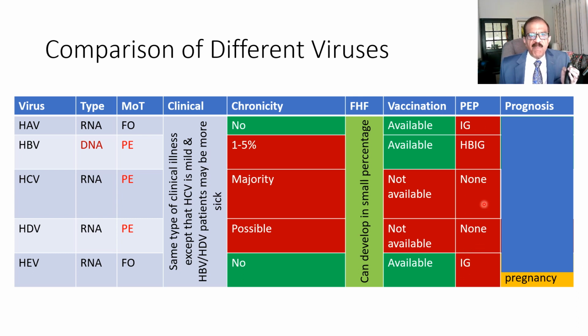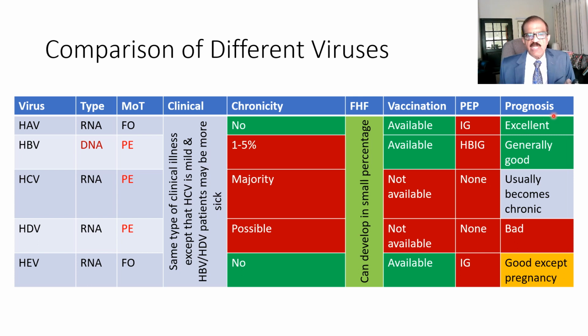Similarly here, but for hepatitis B, we have specific hepatitis B immunoglobulin. For C and D, we do not have any such immunoglobulin. So particularly in hepatitis C, we do not have any post-exposure prophylaxis. These patients may be monitored, and if they develop a sign of infection, they may be treated immediately with antiviral agent. Prognosis in hepatitis A is excellent.